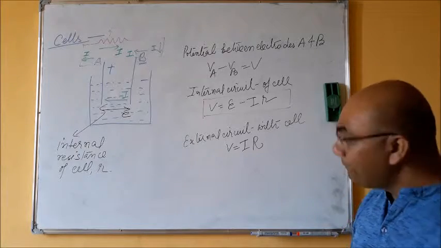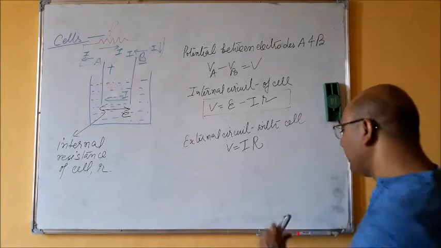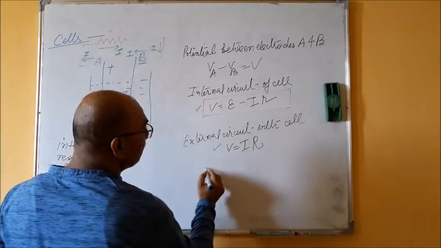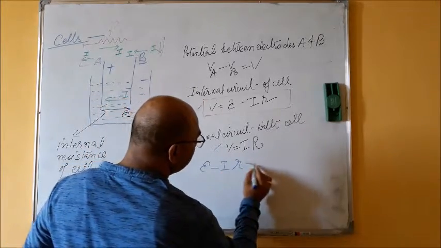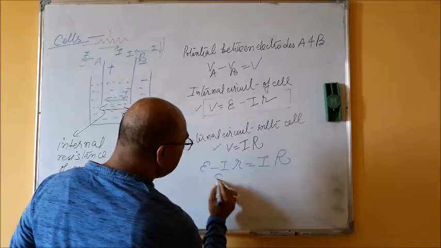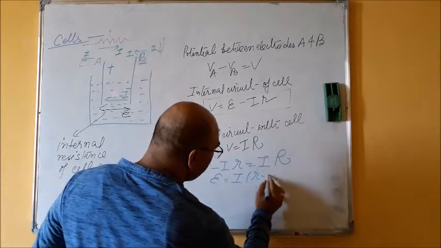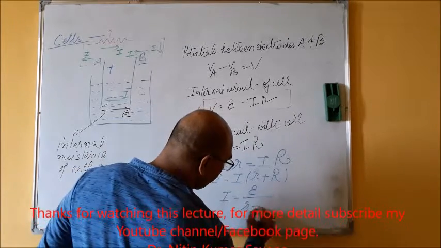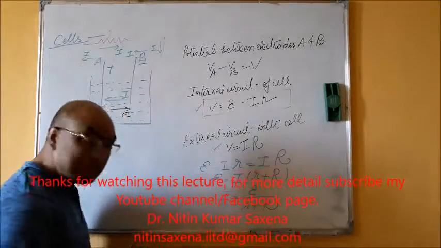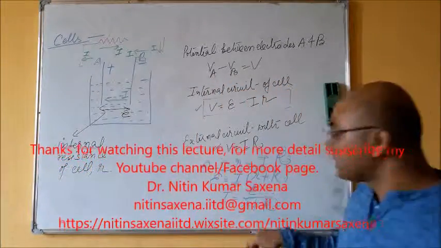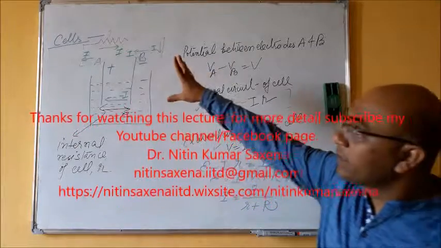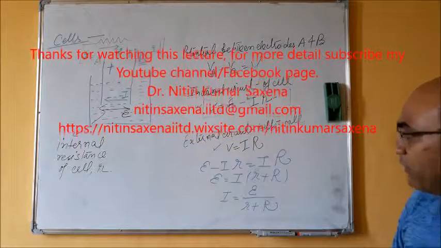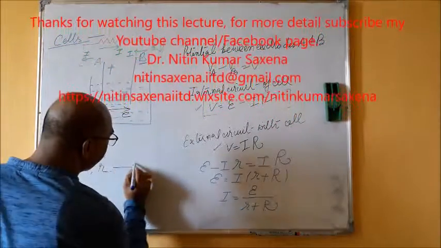If I compare both equations, I will get E minus Ir is equal to IR. So E will be I times R plus r. So I can be given by E upon R plus r. This will be the current which will flow in any circuit connected with this cell. Normally, we simply denote it like this.